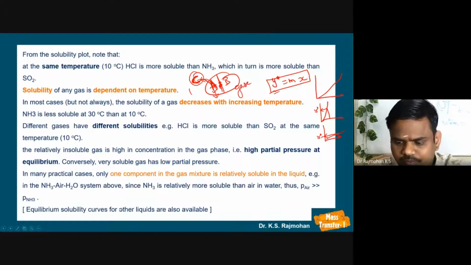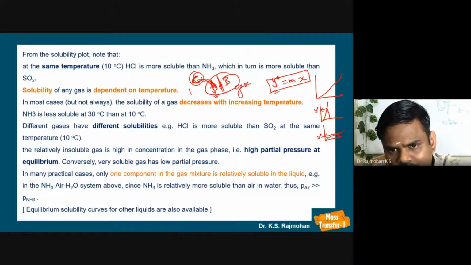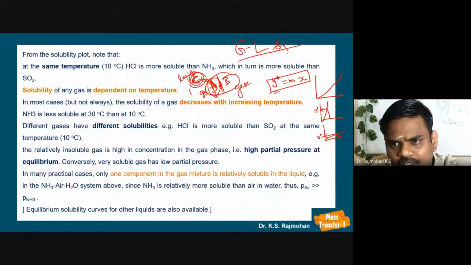So we have different types of equilibrium curves available for different mixtures. It's not about the mixture, it's about the solute and the solvent, that is, between the gas solute and the liquid solvent that we are concerned. That's why we are discussing gas-liquid systems.